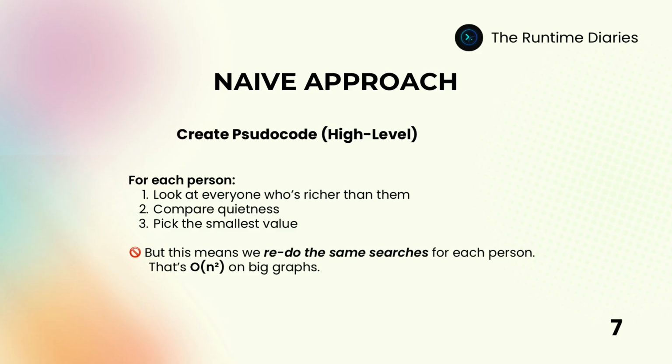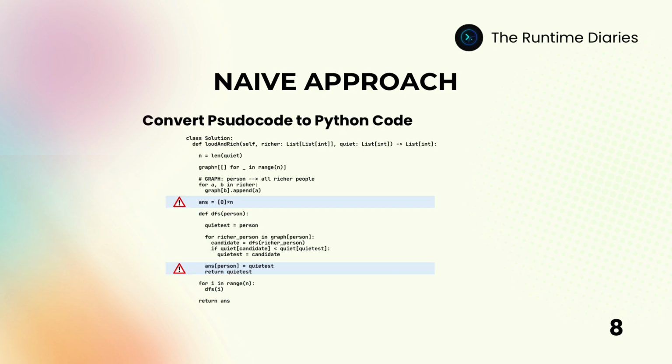If multiple people share richer ancestors, you'll recompute the same paths. That gives you O of n squared time. Too slow for larger graphs. Let's look at what the naive version looks like in code. We loop through each person, recursively explore who's richer than them, and track the quietest among all paths. It works logically, but it's inefficient.